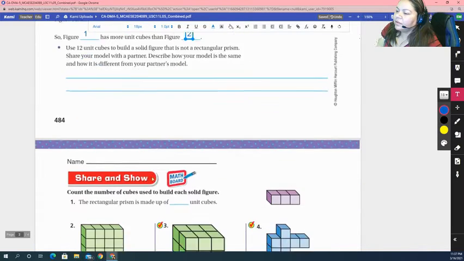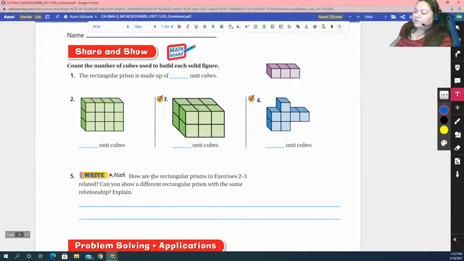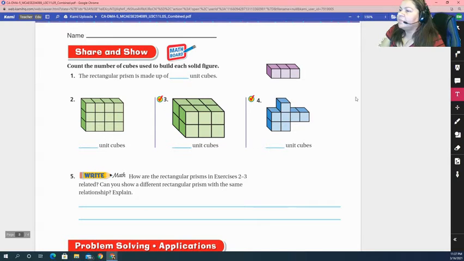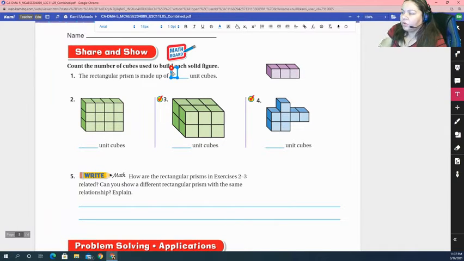On our share and show, we're going to count the number of cubes to build each solid figure. So for number 1, this is our figure, this rectangular prism. How many unit cubes is this rectangular prism? We're going to go ahead and count it: 1, 2, 3. So that means that this rectangular prism is made up of 3 unit cubes.